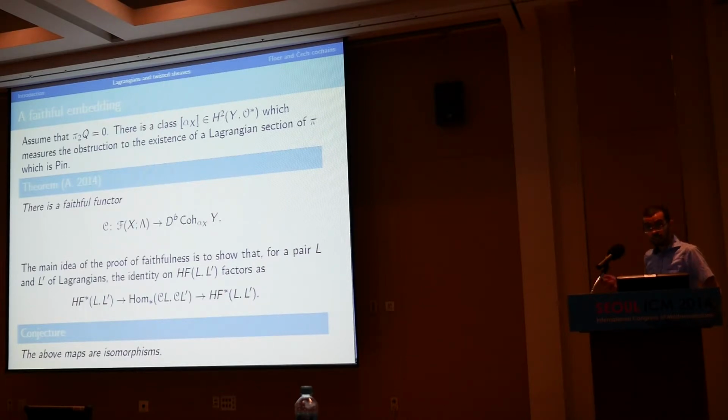Now, I said that it's faithful. Faithful means this map is injective. So how do you prove this map is injective? That's what I will spend the next 15 minutes on. You prove it by building a map in the other direction, and checking that the composition is homotopic, well, at the chain level, homotopically identity.